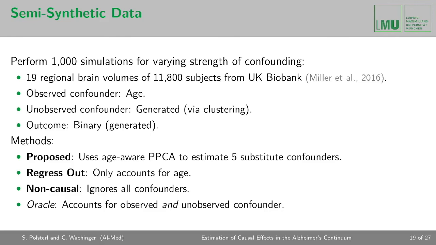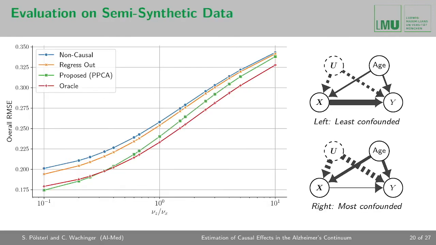Finally, we include the oracle model that uses the true observed and unobserved confounder. This provides us with a lower bound on the error corresponding to a scenario where we would have access to all confounders. The plot shows the overall root mean squared error with respect to the true causal effect strengths for varying levels of confounding. For all methods, the error increases as confounding becomes more severe.